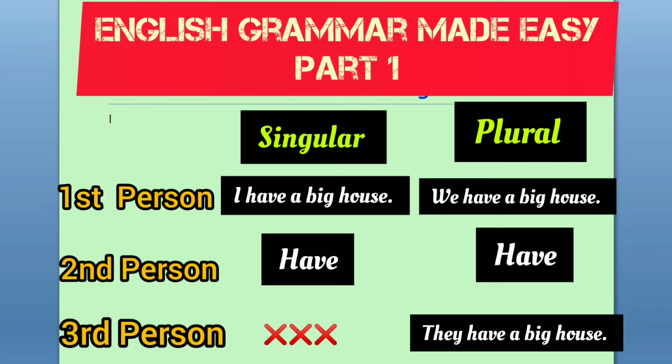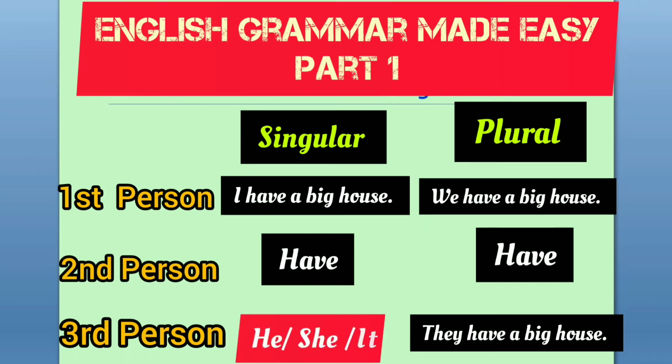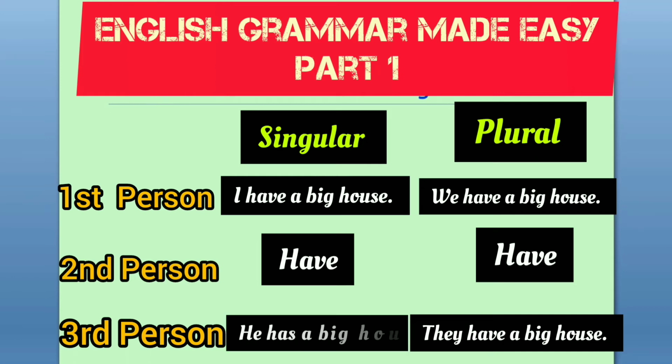So let's quickly see where we can use has. Has is used only in case of third person singular number. When you talk about a possession we use has. As you see on your screen, third person singular number is he, she, or it. In case of he, she, or it, we use has. As you see in the example, he has a big house. I hope it's crystal clear. We use has after third person singular number, that is he, she, or it.